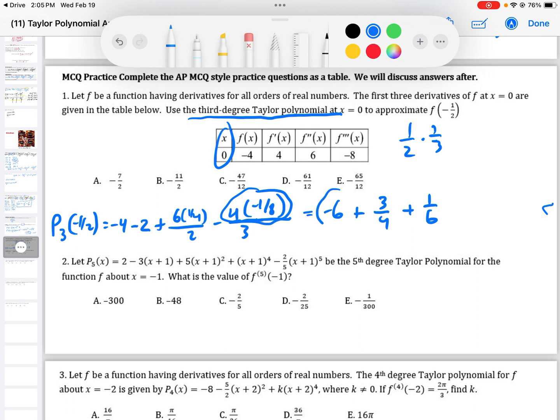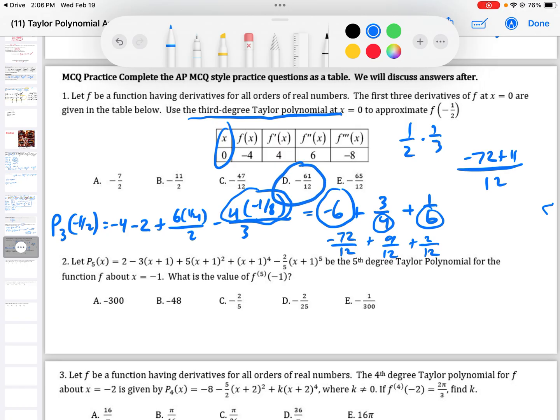Common denominator looks like it's going to be 12. So what would that be? Negative 72 over 12. That's multiplied by 3, so 9 over 12. Multiplied by 2, plus 2 over 12. So negative 72 plus 11 over 12. I guess that's negative 61 over 12. All right.